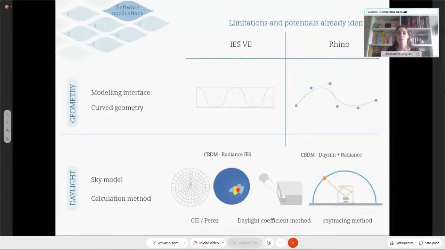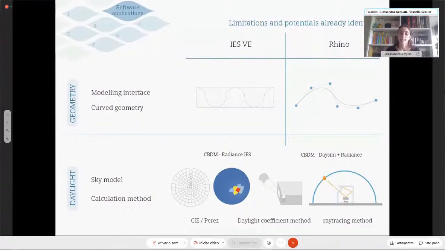In the first part of our work, we have done a literature review in which we collected the limitations and the potentials already identified that are useful for our work. Considering the geometry, the main difference found regards the modeling interface and the curve geometries. In fact, ISV has big limitations when modeling and when analyzing curve geometries, while Rhinoceros has more potential, also thanks to the use of NURBS.